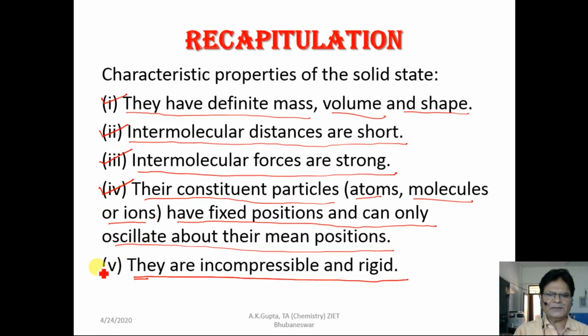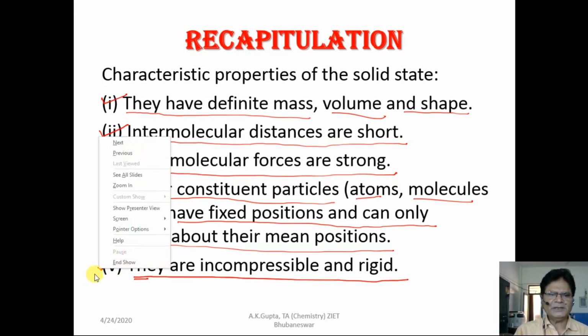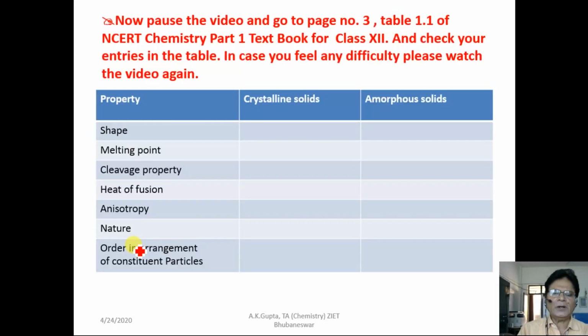And number five, they are incompressible and rigid. Now, you will be able to complete this table. I think you might have written the characteristic properties of crystalline solids and amorphous solids under the heads of these properties: shape, melting point, cleavage property, heat of fusion, anisotropy, nature, and order of arrangement of constituent particles.